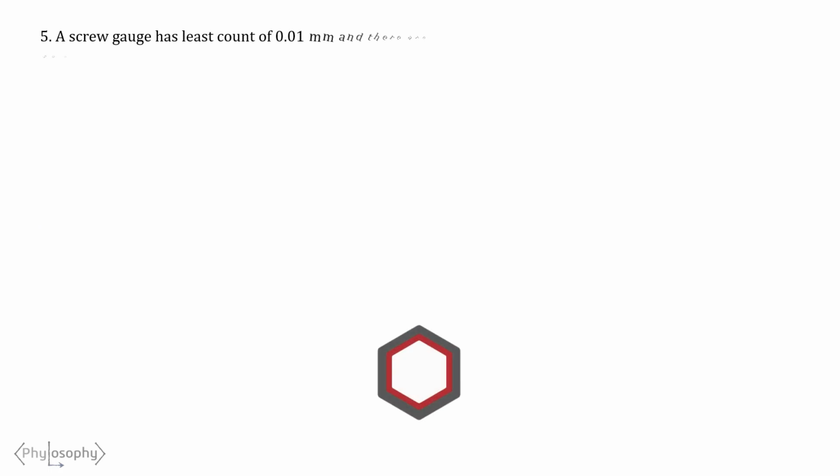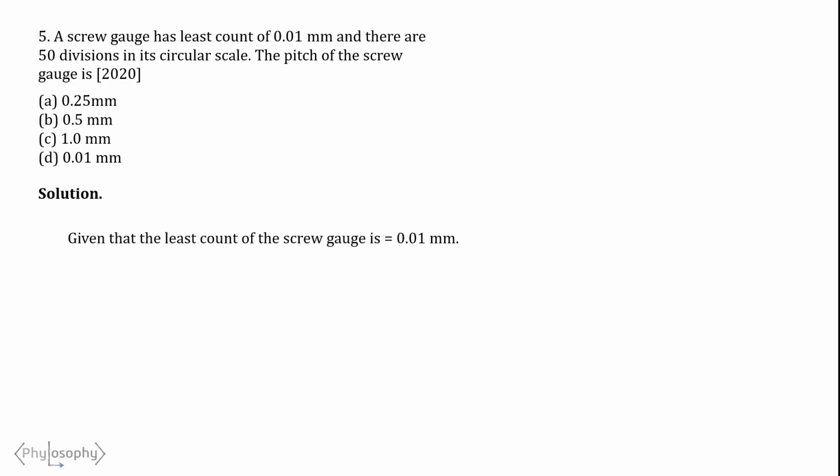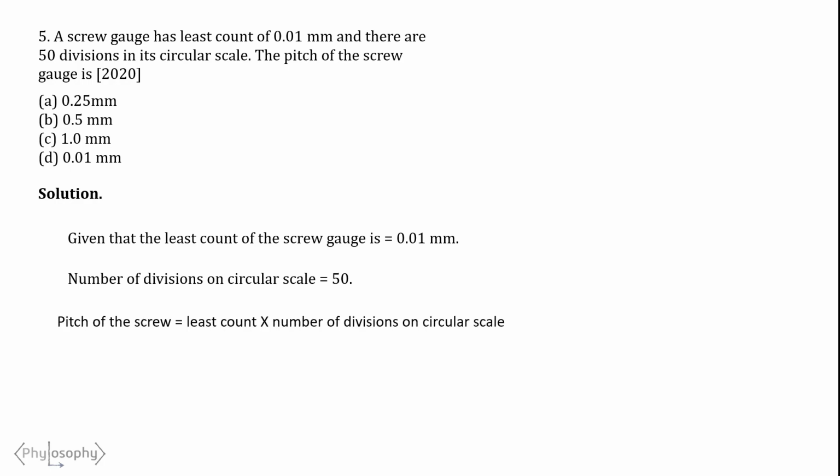Our next problem is: a screw gauge has least count of 0.01 millimeter and there are 50 divisions in its circular scale. The pitch of the screw gauge is, and 4 options are given. So according to the question, least count of the screw gauge is 0.01 millimeter and number of divisions on circular scale is 50. Therefore, pitch of the screw gauge will be equal to least count times number of divisions on circular scale, which is 0.01 times 50 equals 0.5 millimeter. Therefore, option B is the correct answer.